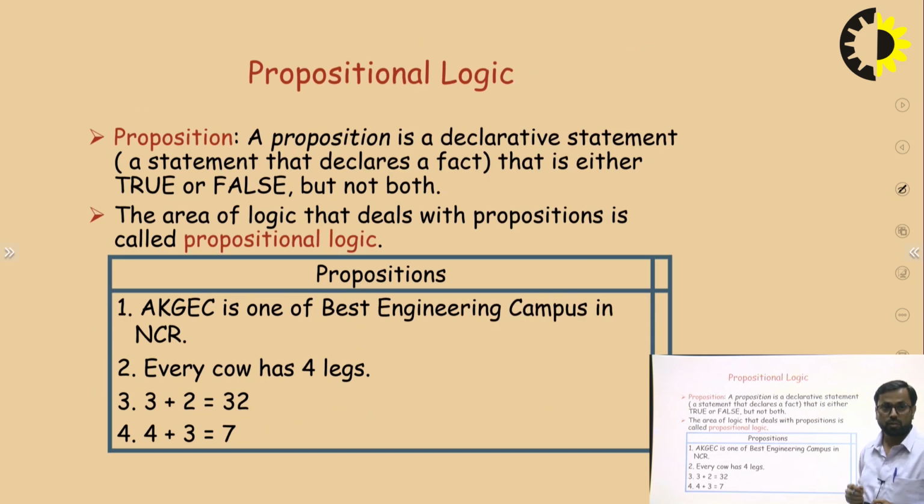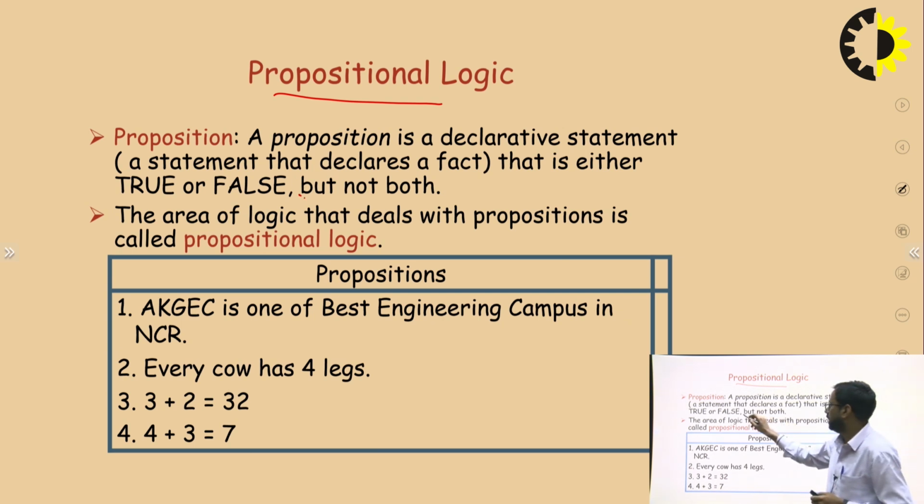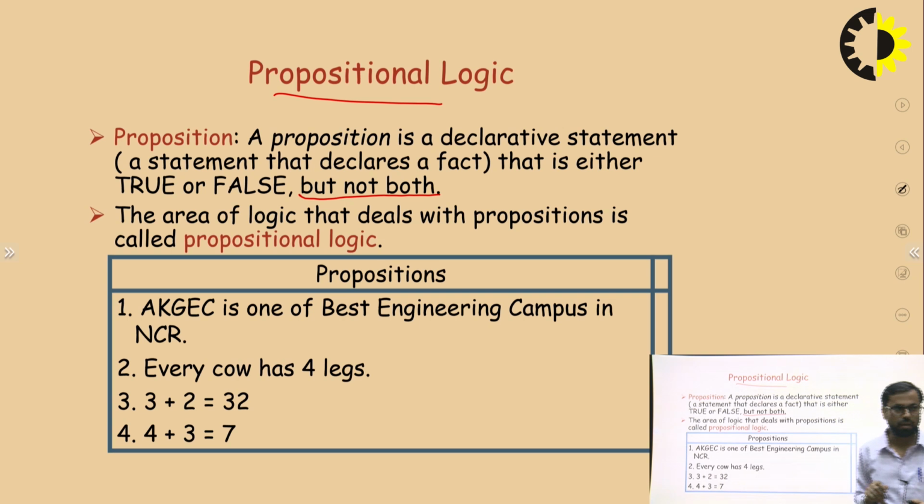The main part in discrete structure is propositional logic. What is a proposition? A proposition is a declarative statement, a statement that declares a fact. All the declarative statements are considered in propositional logic. It may be true and it may be false, but not both. That is the main point. It cannot be both. It should be true or false. The area of logic that deals with propositions is called propositional logic.